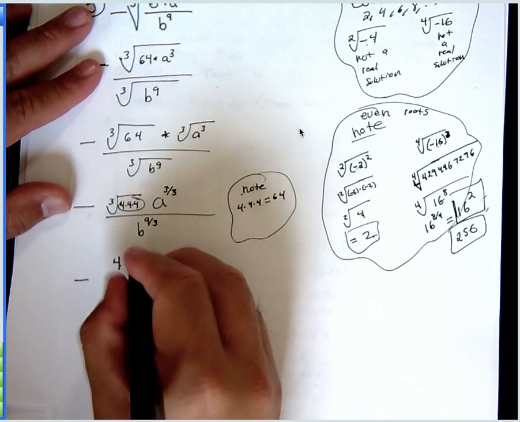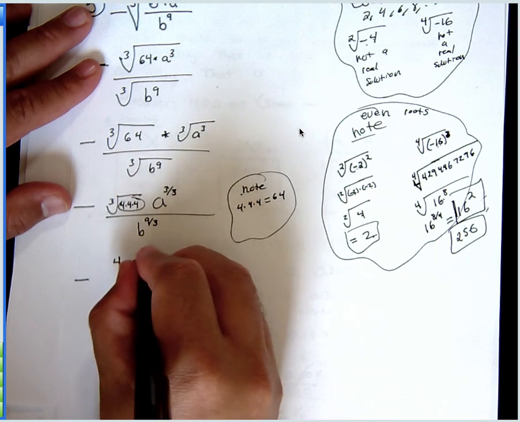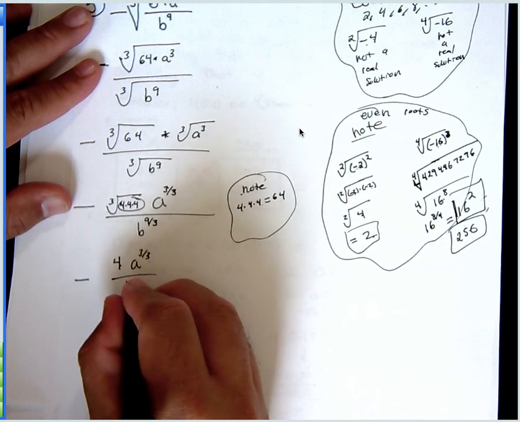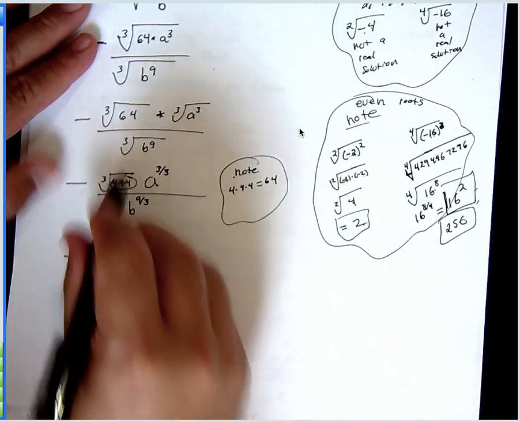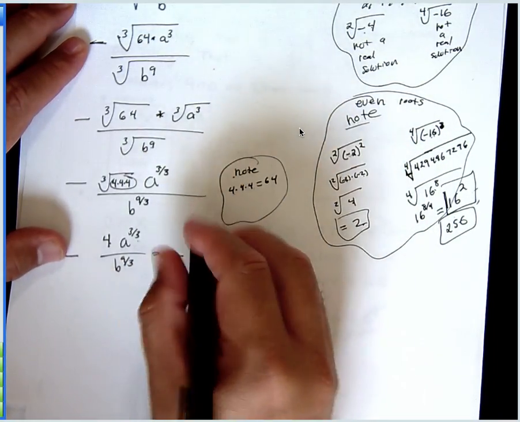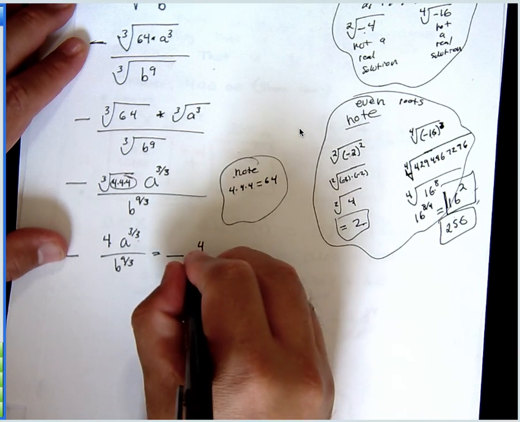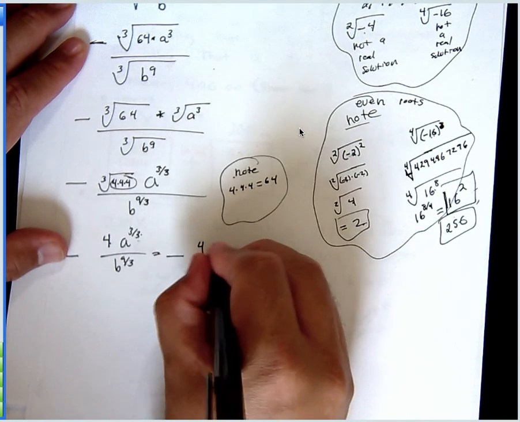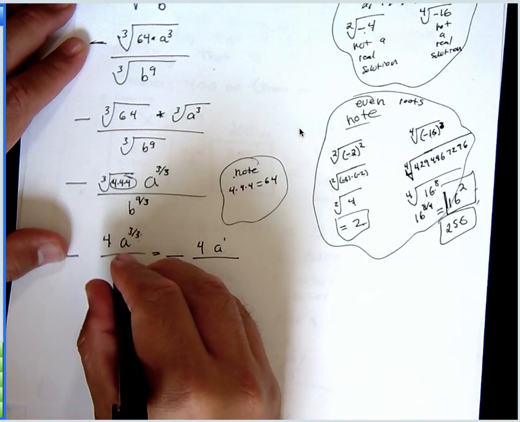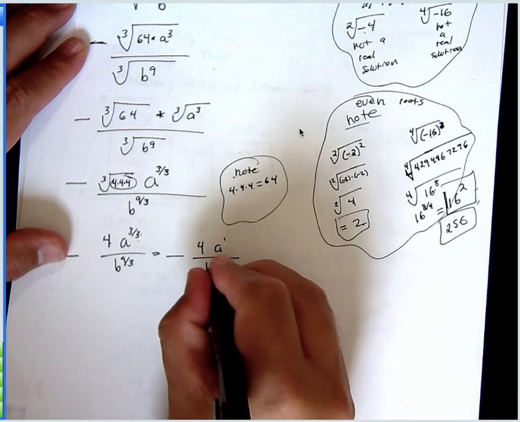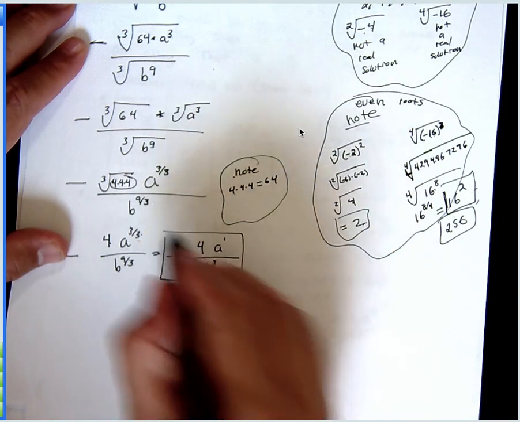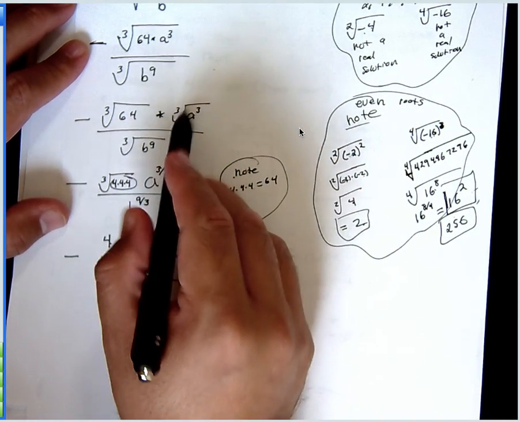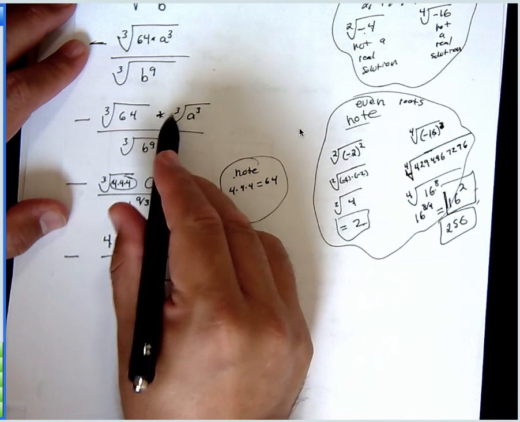Then divide this. Let me write it like this first. So the final answer would just be negative, because that negative outside doesn't get affected. And then 4, 3 divided by 3 would just be 1. 9 divided by 3 would be 3. And that would be the answer. Again, with cubes, all you have to do with letters is divide the exponent by the root.